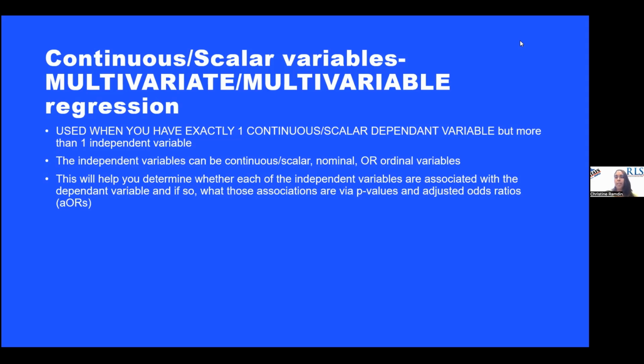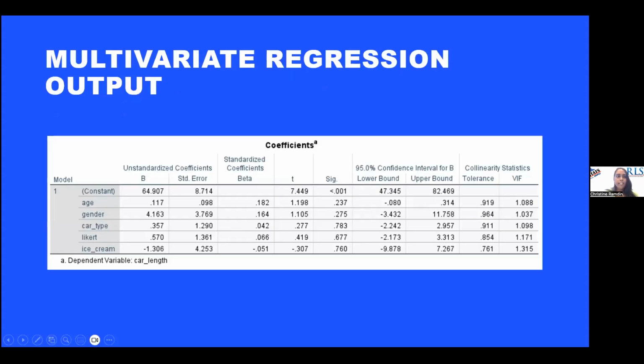And the independent variables that you put into the model can take any form. They can be continuous, nominal, or ordinal. The model is not picky in that manner. So when you ultimately conduct the multivariate regression, the outputs will help you determine whether and how the independent variables are associated with that one dependent variable. And those associations are represented by p-values and adjusted odds ratios. Again, this was discussed in the last webinar, so this is why I'm just showing it here as a recap.